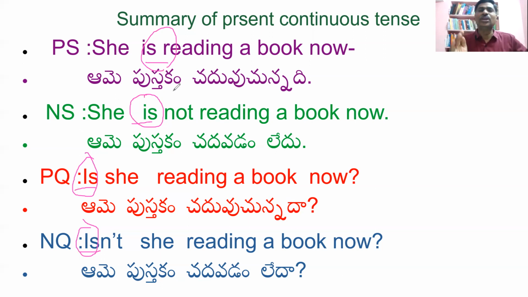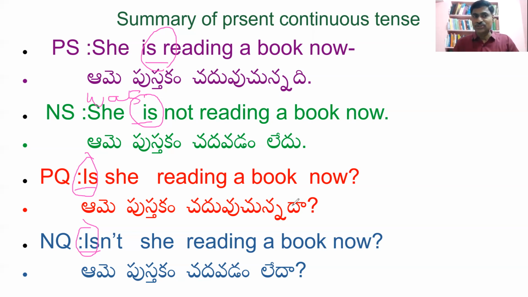So like this we use the summary of the 4 tenses. But here I'm showing that is should be replaced with was. Okay, you keep in your mind here we have to write was. Okay, she was. Okay, was she reading a book? Was not she reading a book? So we have to replace is with was to make it a past continuous.